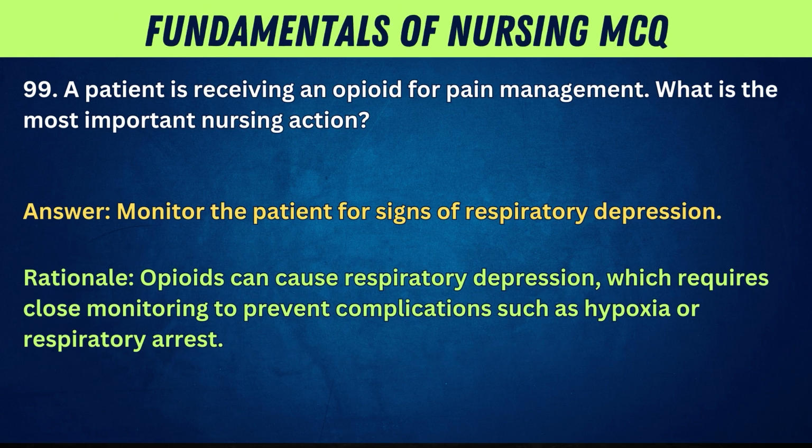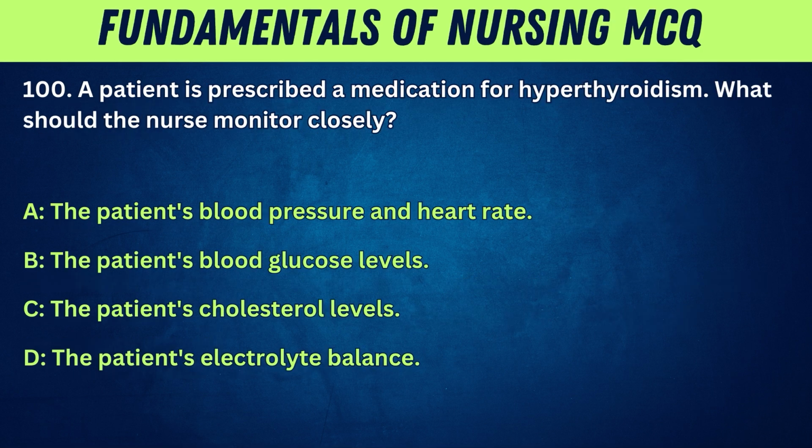Answer: monitor the patient for signs of respiratory depression. Rationale: opioids can cause respiratory depression, which requires close monitoring to prevent complications such as hypoxia or respiratory arrest. 100. A patient is prescribed a medication for hyperthyroidism.